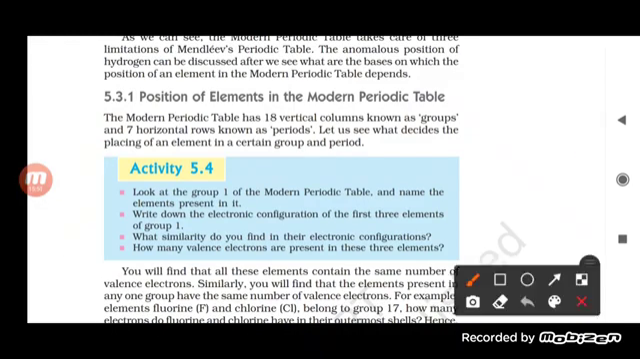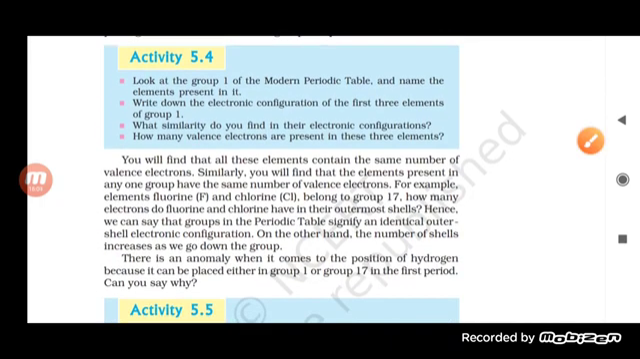Okay, and so 18 vertical columns are there, which are known as groups, and 7 horizontal rows are there, which are known as periods. Now let us decide the placing of an element in a certain group and period. How many valence electrons are present in the 3 elements? The valence electron is 1, because the configuration is 2 1, 2 8 1 or 2 8 8 1. So valence electron will also be equal to 1 only.